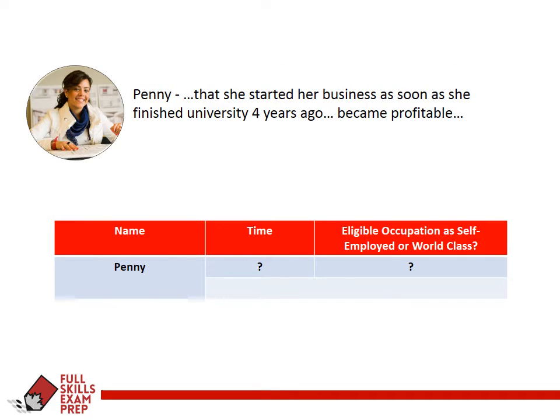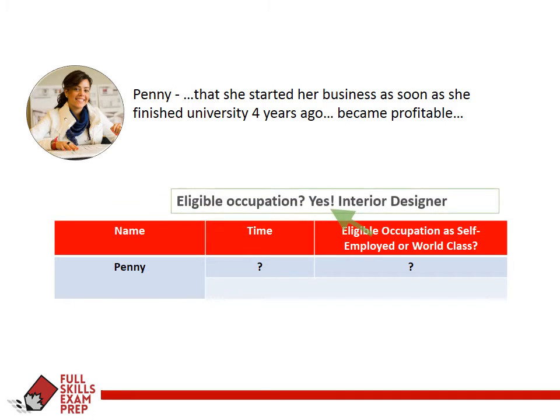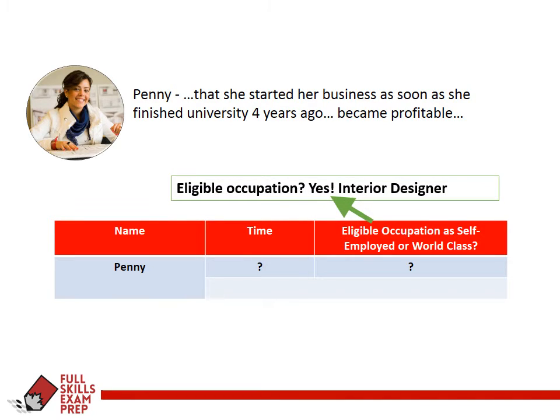Let's move on to Penny. So she started her business 4 years ago when she finished university, and it became profitable. All right, so what we're doing is looking at the same elements as well, seeing the amount of time, if it's an eligible occupation, and if it is an eligible occupation, was she self-employed or world-class? So this one is an eligible occupation as an interior designer. So then we move on into the next step.